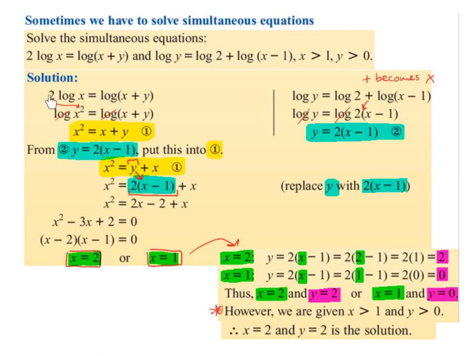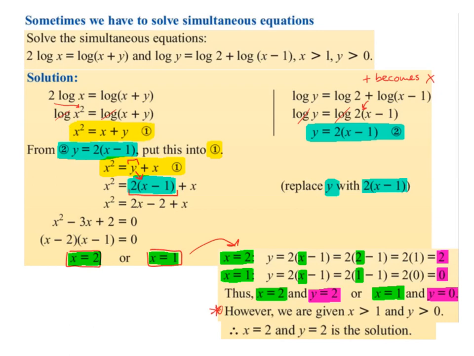So we have 2 log of x. So the 2 is going to become the power. So we have log of x squared, and the right hand side stays the same, equals log of x plus y. Now we have matching logs on either side, so there's no base, which means they are base 10, so we can just cancel out the logs, bringing down x squared and the x plus y. So here we have equation number 1.